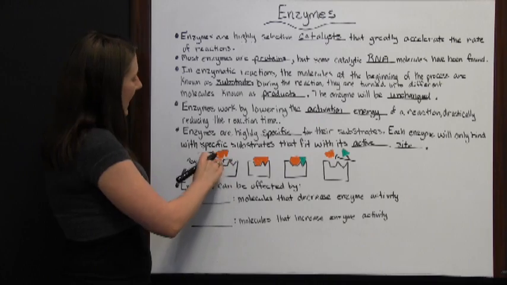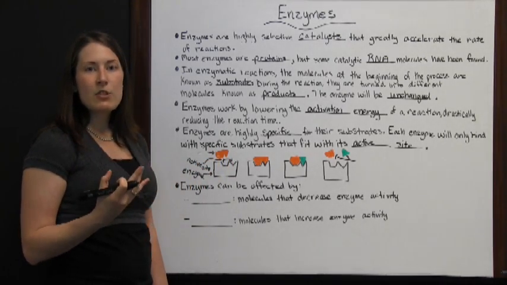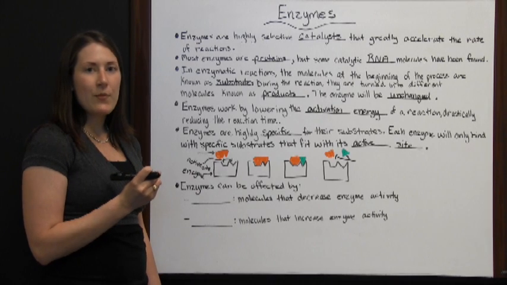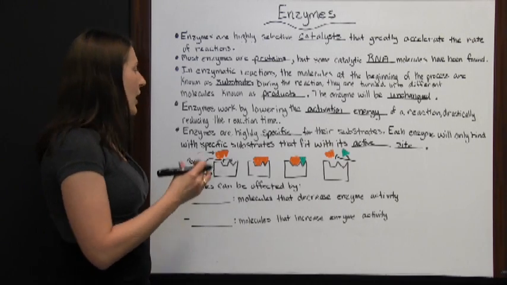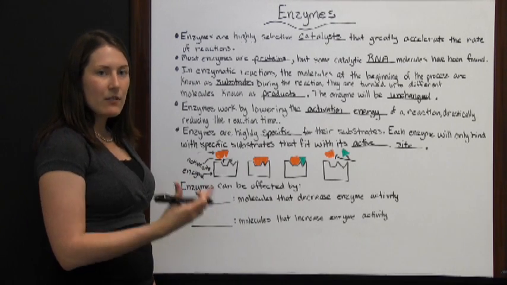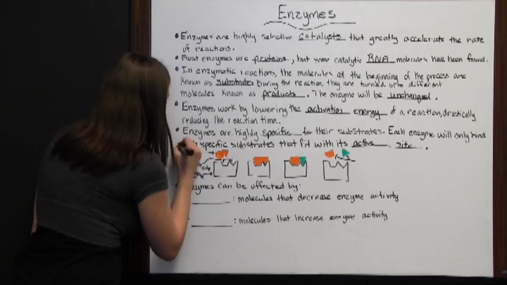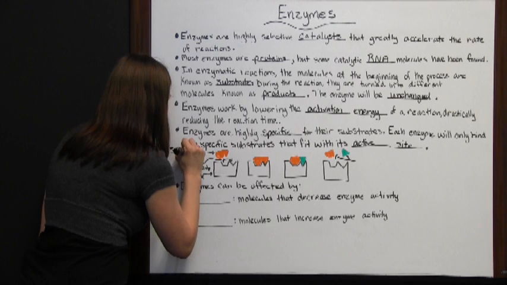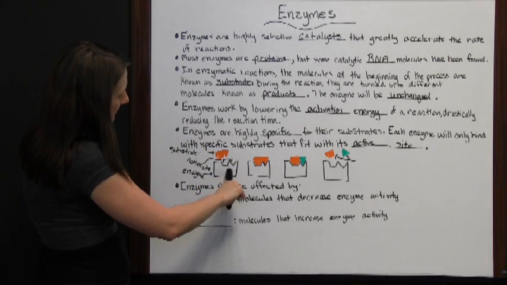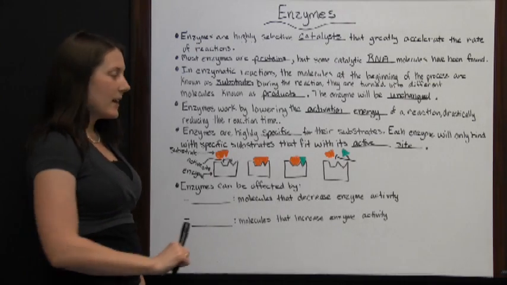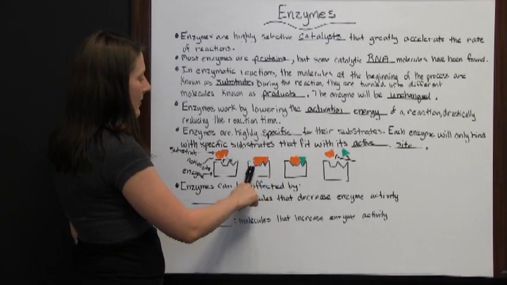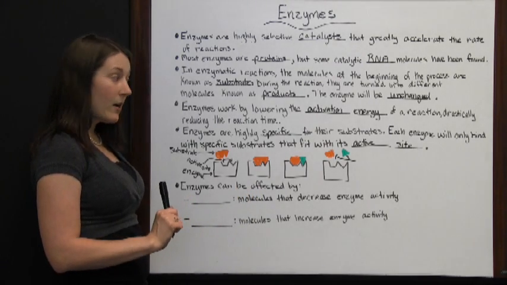Each enzyme has an active site, and only substrates with a similar shape that would be able to fit in there and bind without the enzyme changing shape too much will be able to fit with that enzyme and complete a reaction. So this would be your substrate. And this is where the substrate would be coming into contact with the enzyme. Here you can see the enzyme and substrate have bonded, and now they have formed the enzyme-substrate complex.